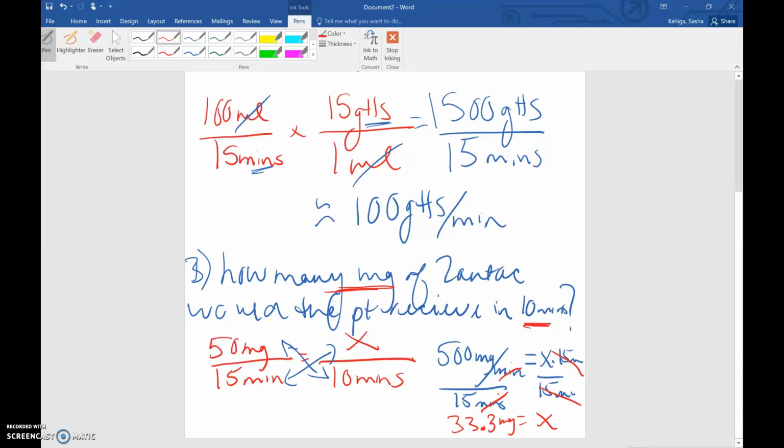Well, that makes sense. If they're receiving 50 milligrams in 15 minutes, then that means they need to receive less than 50 milligrams in 10 minutes. So if my answer came out to be more than 50 milligrams, then my answer would have been wrong because they received 50 milligrams in 15 minutes. All right.